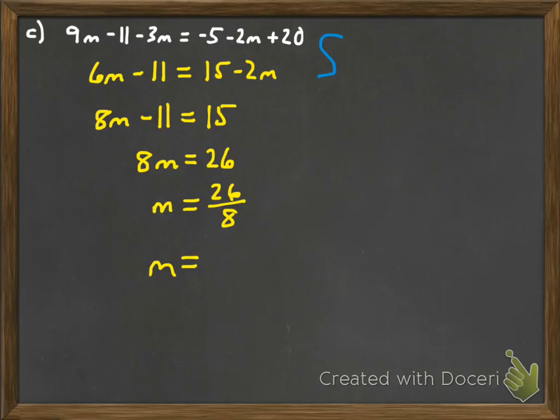Although, I would want you to leave it in simplest terms, and so we want to go ahead and divide the numerator and denominator here both by 2, their greatest common factor. 13 over 4 would be the solution. Okay, one more example here for you.